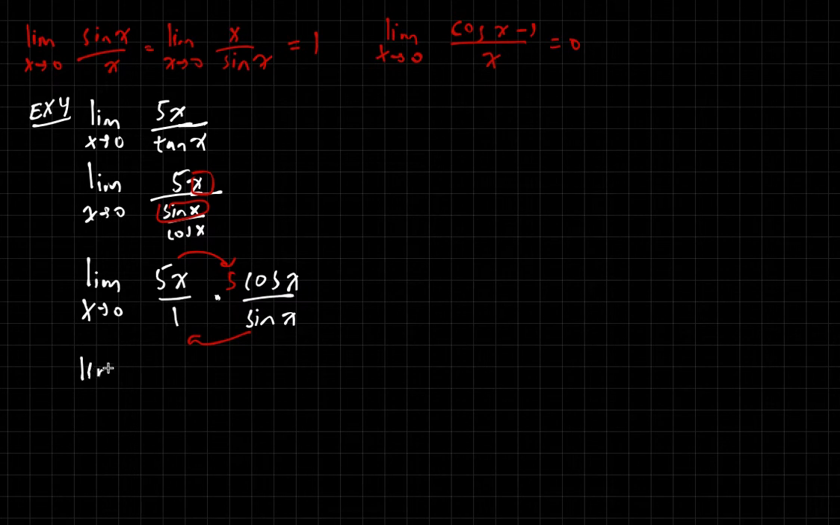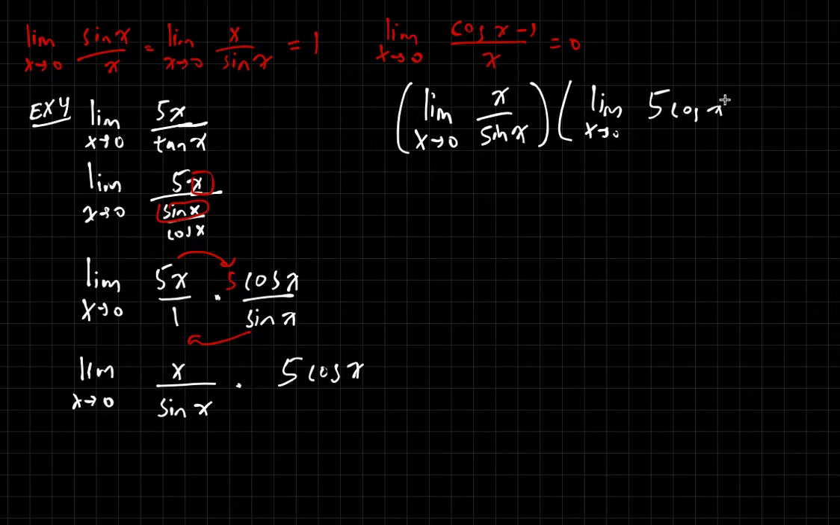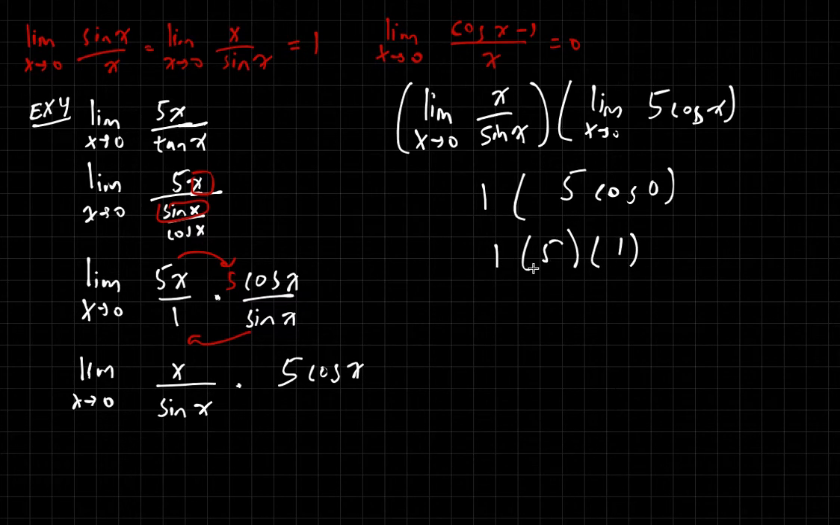And now you can see that I get the limit as x approaches 0 for x over sine x and 5 cosine x, which is the limit as x approaches 0 for x over sine x times the limit as x approaches 0 for 5 cosine x, right? And this is the formula, so this is just 1. And if you do direct substitution here, well, this is just 5 cosine 0. Cosine 0 is just 1, right? So 1 times 5 times 1, and my final answer would be 5.